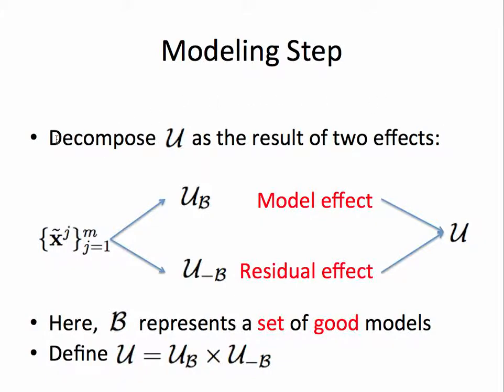Since that is the case, we can decompose our uncertainty set U as a result of two effects, the model effect and the residual effect. We're going to define two sets, U subscript b and U subscript minus b, and make our uncertainty set U a cross product of these two sets. Each of these sets captures precisely one of the effects. U subscript b will capture the model effect, and U subscript minus b will capture the residual effect. Of course, while defining these sets, we also need the future feature vectors x tilde j, from 1 to m. The subscript b denotes that we are not sure which model we are supposed to pick. We are supposed to pick the best-in-class model, but hopefully b represents a set of good models which also potentially contains the best-in-class model.